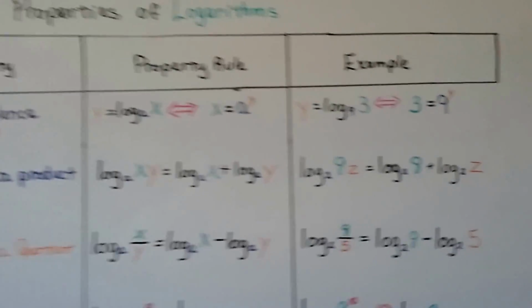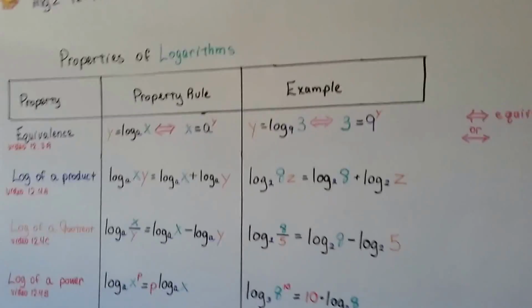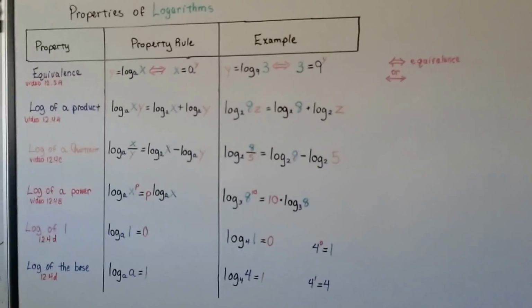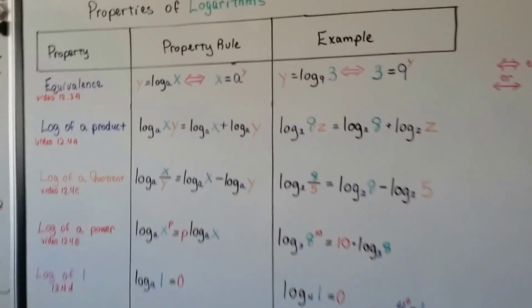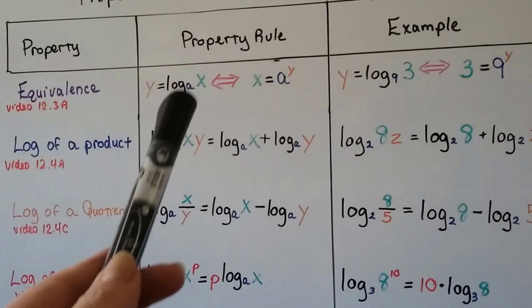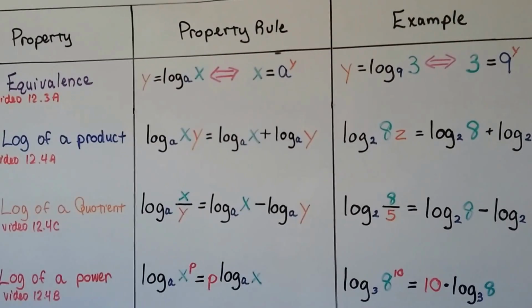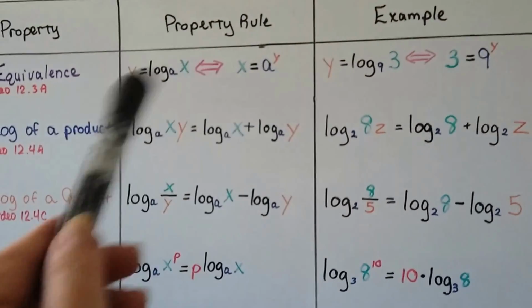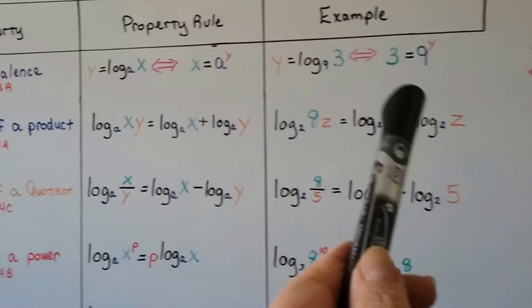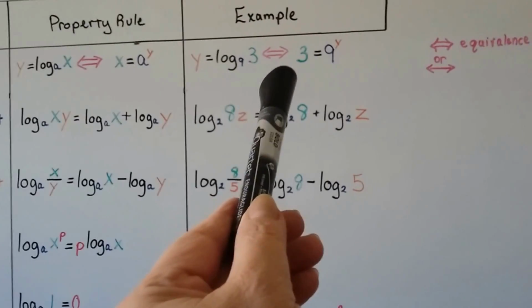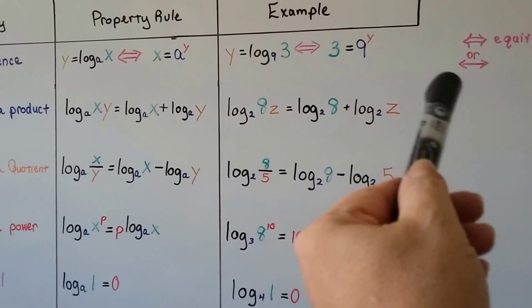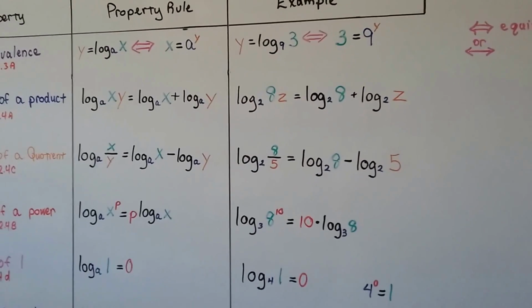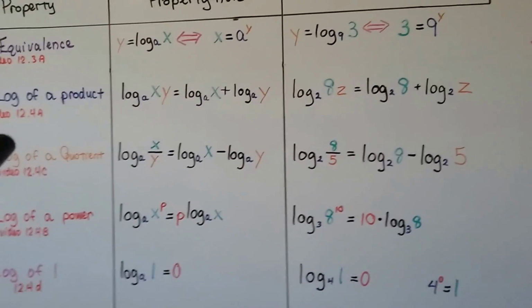So what we're going to be doing over the next few videos is these properties of logarithms, all right? So I've got them all spelled out here on my second board. All right, let me back up a little bit. We did equivalence in 12.3a, and that's where we said y equals log base a of x is equivalent to x equals a to the y. I had that in my little rectangular box. We have an example here. And when you see this equal sign with arrows on each side, it means equivalence. You might even be able to just see in your textbook or from your teacher a double-sided arrow. That means equivalent, okay? And we just did log of a product.